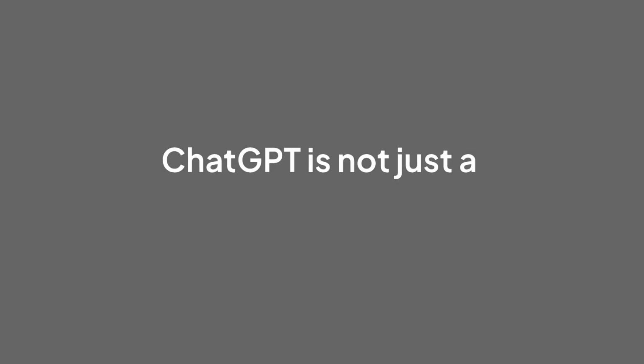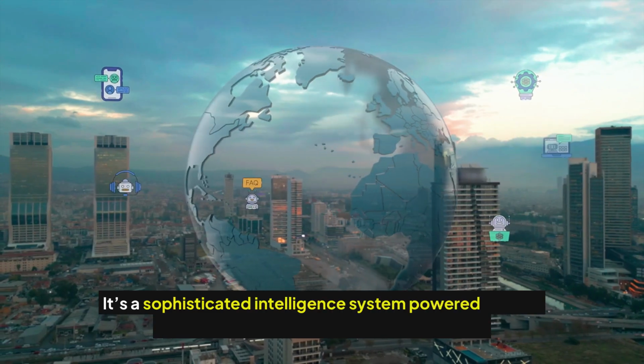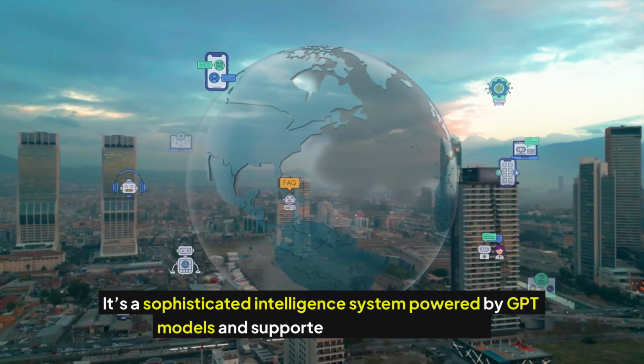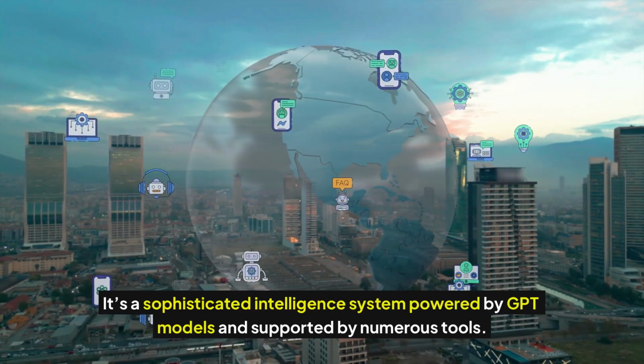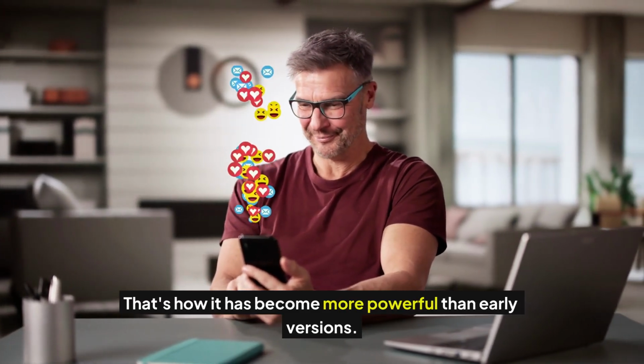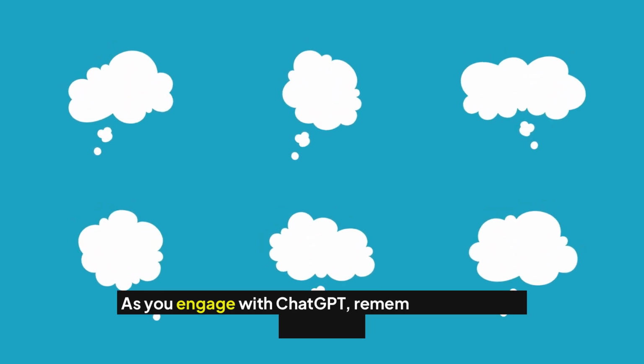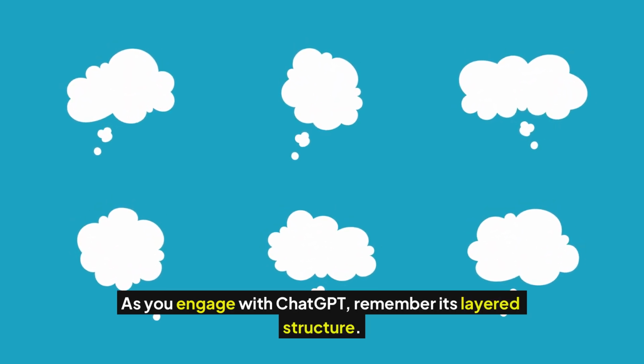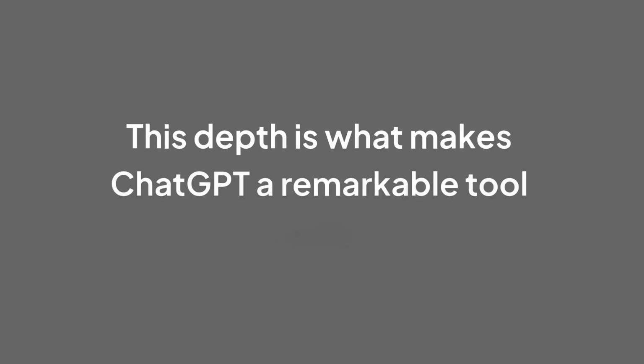The takeaway is straightforward. ChatGPT is not just a chatbot. It's a sophisticated intelligence system powered by GPT models and supported by numerous tools. That's how it has become more powerful than early versions. As you engage with ChatGPT, remember its layered structure. This depth is what makes ChatGPT a remarkable tool today.